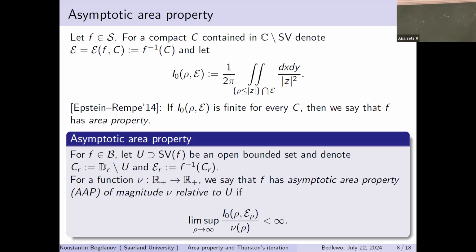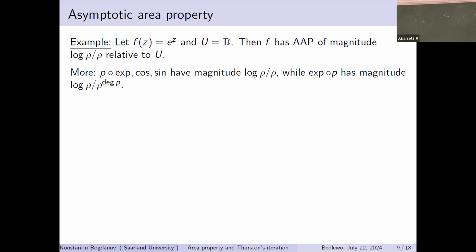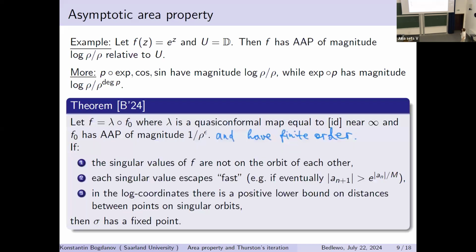So in particular, we can say that if you have the exponentials, then f has the asymptotic area property of magnitude log rho over rho. If you want to consider more general functions, then, for example, polynomials, exponential, cosine, sine, they also have magnitude log rho over rho. And the exponential of a polynomial has the magnitude log rho divided over rho to the degree of p.